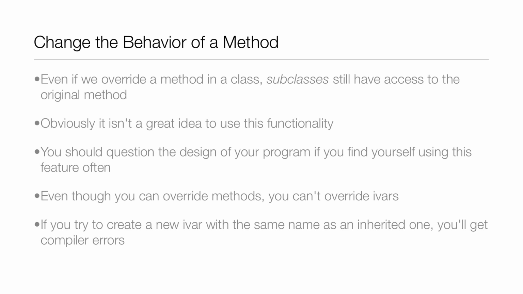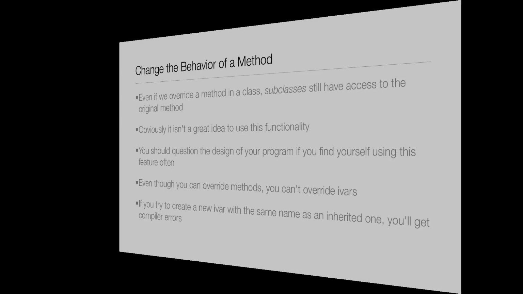And the best way to avoid lots of headaches and a confusing program is just to have a good program design from the very beginning. And changing subjects a little bit, even though you can override methods, you can't override ivars. If you try to create a new ivar with the same name as an inherited one, you'll get compiler errors.